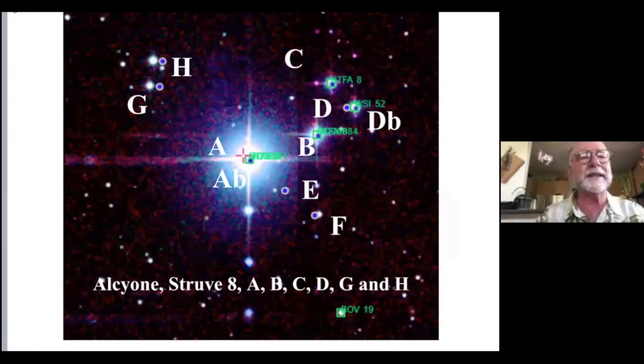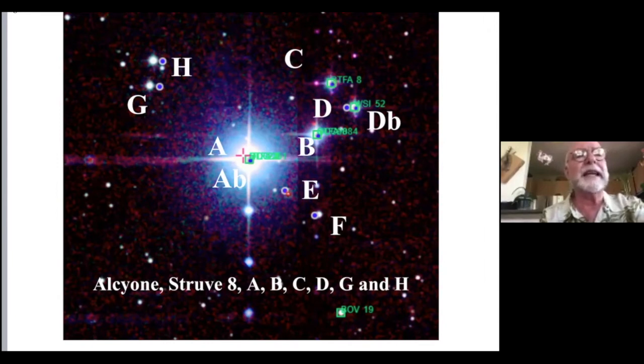This is a UMass all sky survey photograph. You notice that the A, the B, and the C, you can see them without me having to point to them, but here's the B, here's the C, and those are the three stars that you saw on the slide before. It also has E and F and G and H.